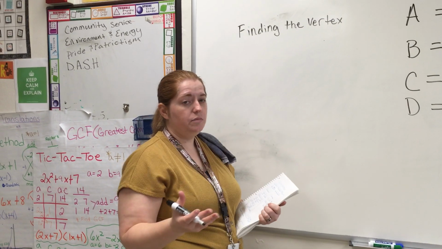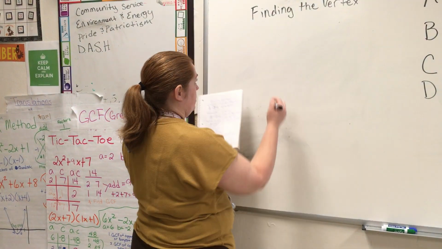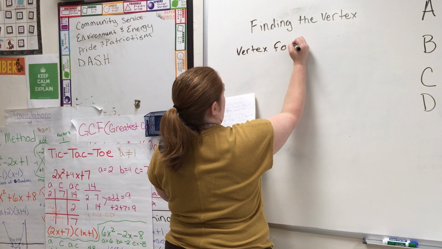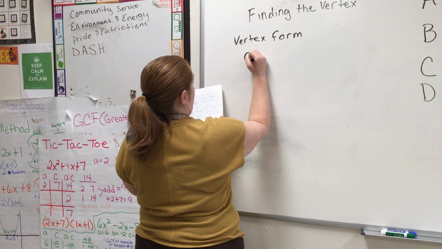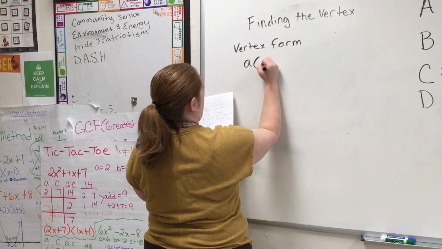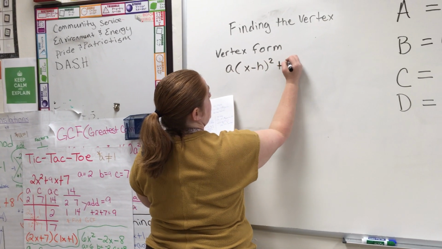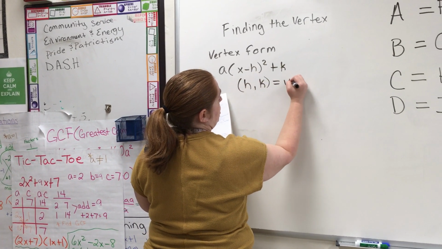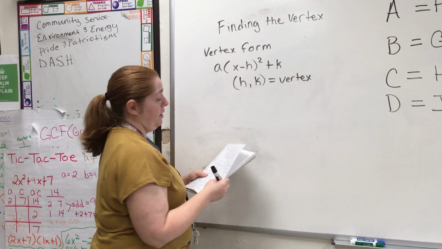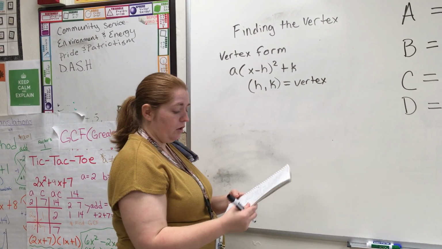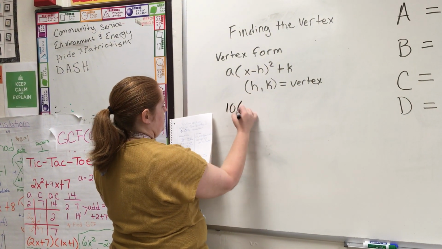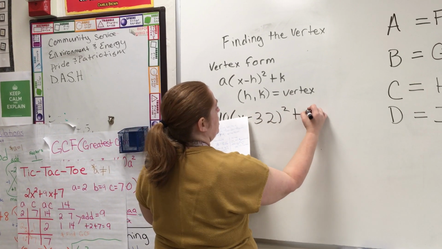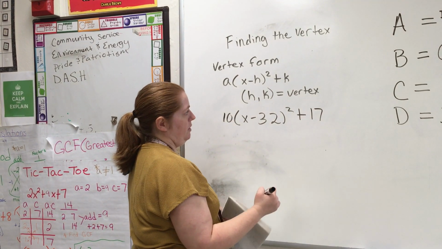Okay, we've talked about finding the vertex from vertex form, where we have A, parentheses, x minus h, all squared, plus k, where h and k equals our vertex. Okay? Now, I'm going to go over a quick example. 10 times the quantity of x decreased by 32, all squared, increased by 17.